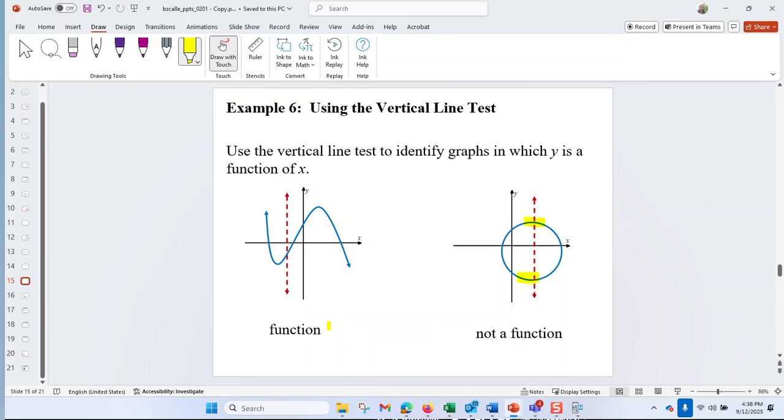This one is a function because even if you drop the line right here, anywhere, it only crosses one point. Even if I drop a line right here, it also only crosses one point. So this one is a function, but not that one. Okay, so that is considered the vertical line test.